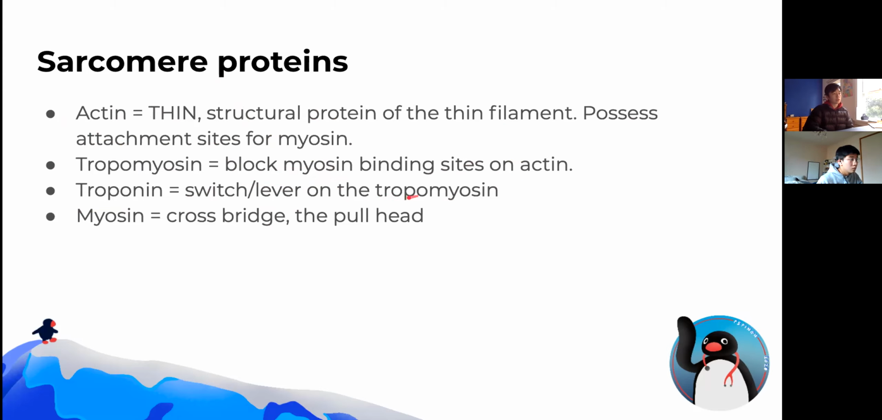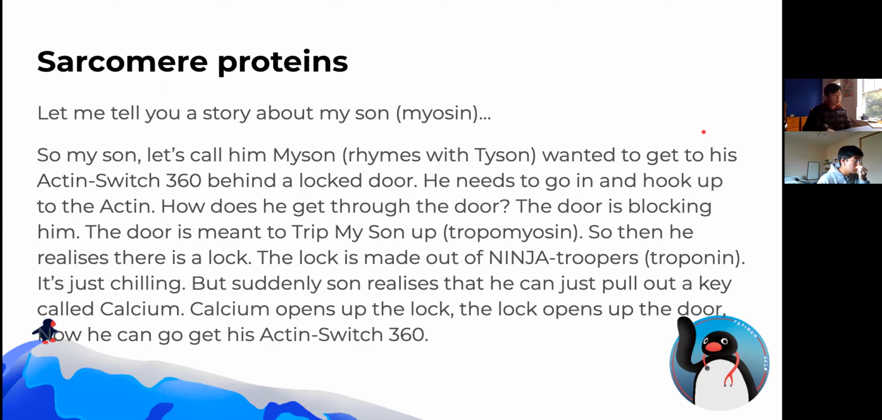Troponin is a switch or lever on the tropomyosin, and myosin is the cross bridge actually pulling forward. All right, so story time. I've got a son, and myosin rhymes with Tyson. So he wanted to go get his actin behind a locked door, right?